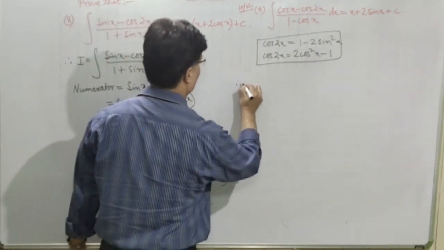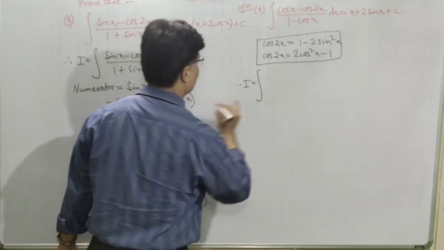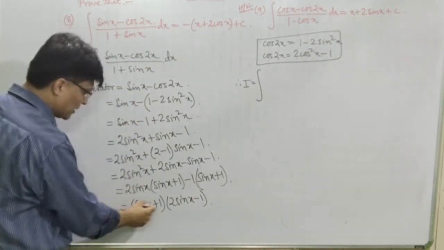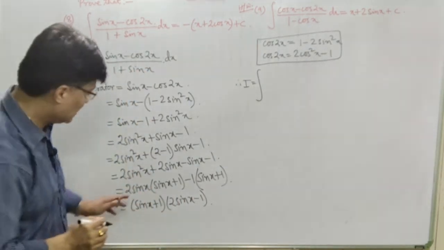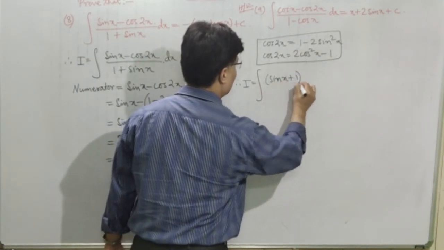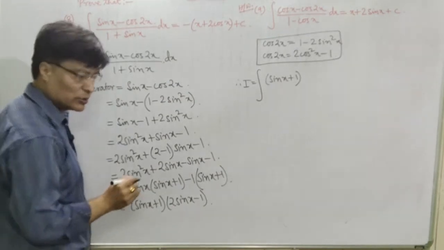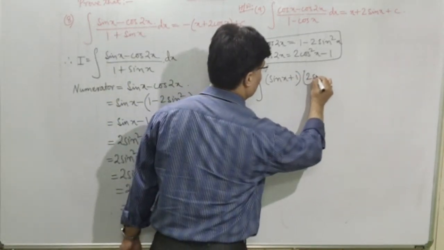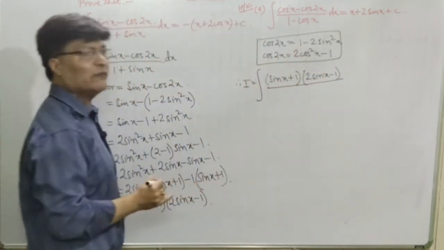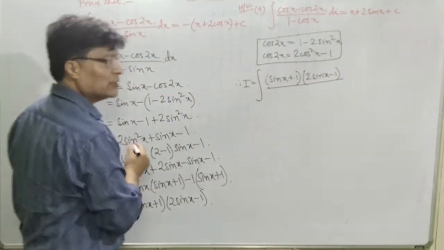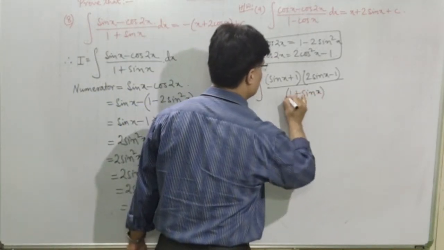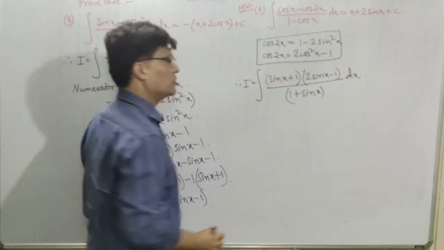So therefore, I is equal to the integration of, now in the numerator, instead of sin x minus cos 2x, let us write down this factorization. Let us write down these two factors. One is sin x plus 1, and the other one is 2 sin x minus 1. This whole divided by what is there in the denominator? 1 plus sin x. Then you should write here dx.